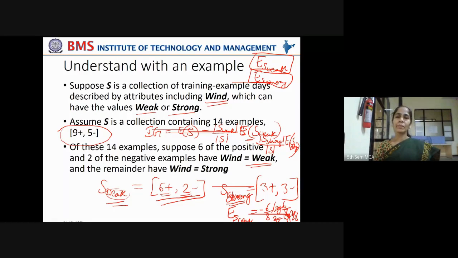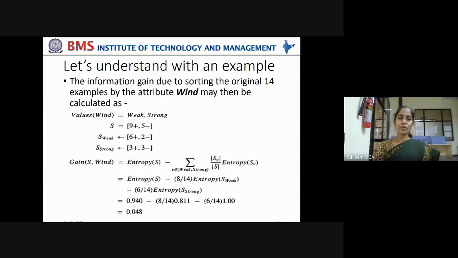That is the formula. Calculate each attribute's entropy for each of the values. Put that in the information gain. You will get the information gain for that attribute, wind. Anyway, this calculation we'll be seeing in the slides coming up so that you'll understand better.